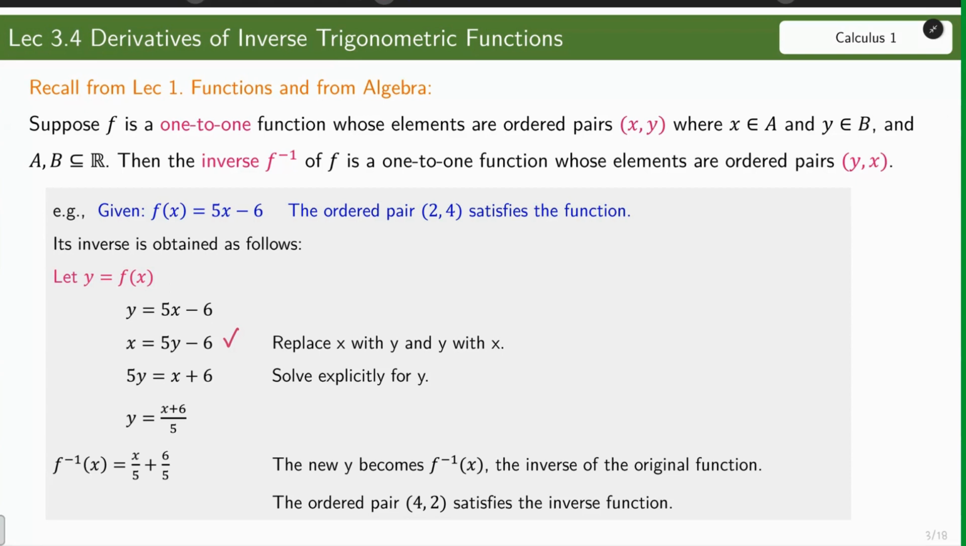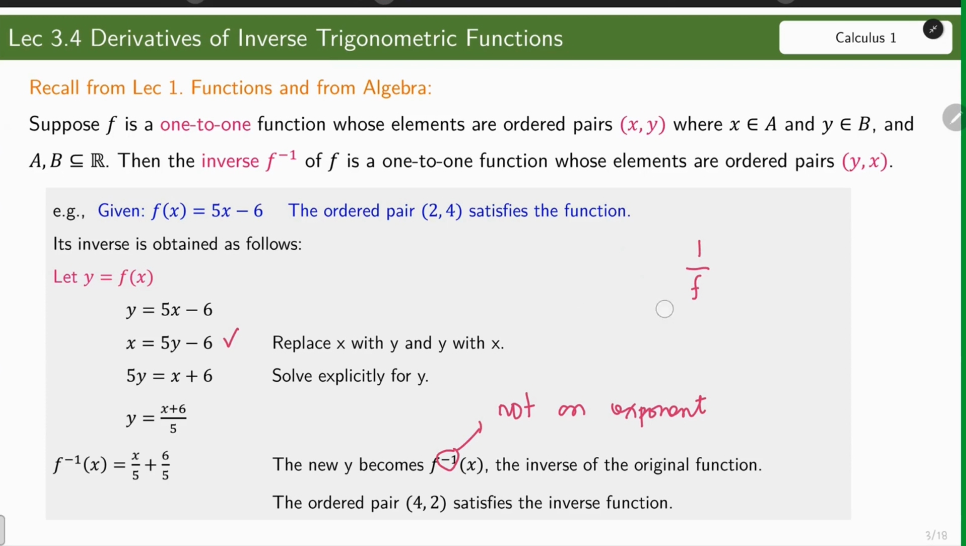The new y will be replaced by the inverse function symbol. Take note that the negative 1 here is not an exponent, and it also doesn't imply, for example, that the inverse function of f is equal to 1 over f. Okay? It is not an exponent, but just a symbol.